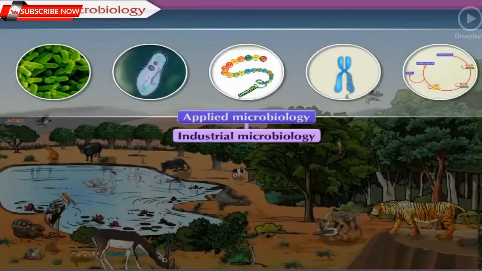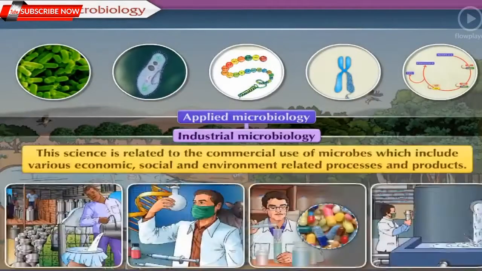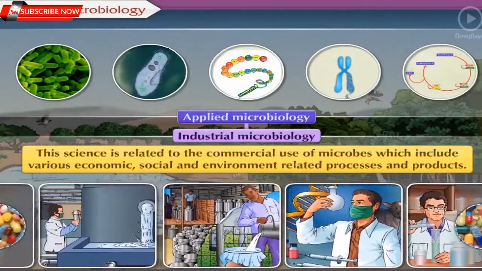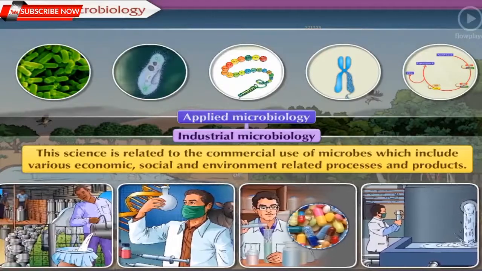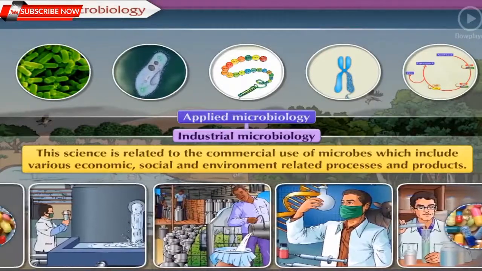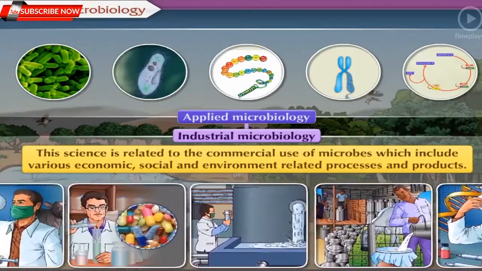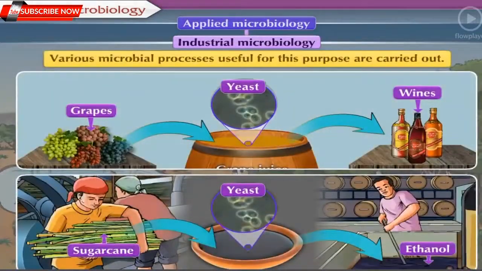Industrial microbiology is a branch of applied microbiology. This science is related to the commercial use of microbes, which include various economic, social, and environment-related processes and products. Various microbial processes useful for this purpose are carried out.